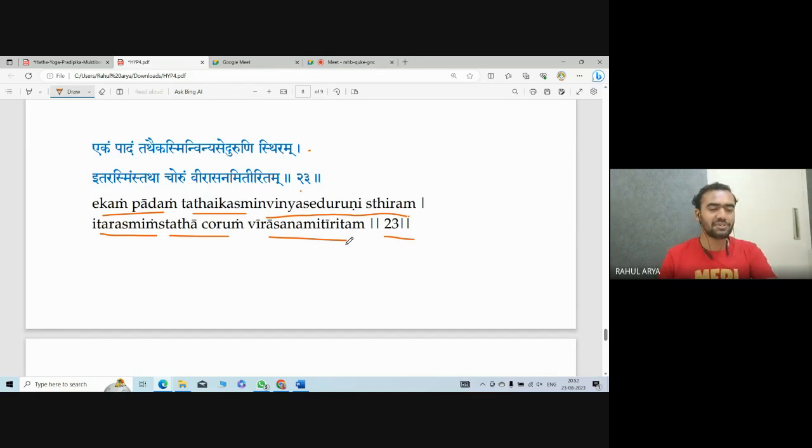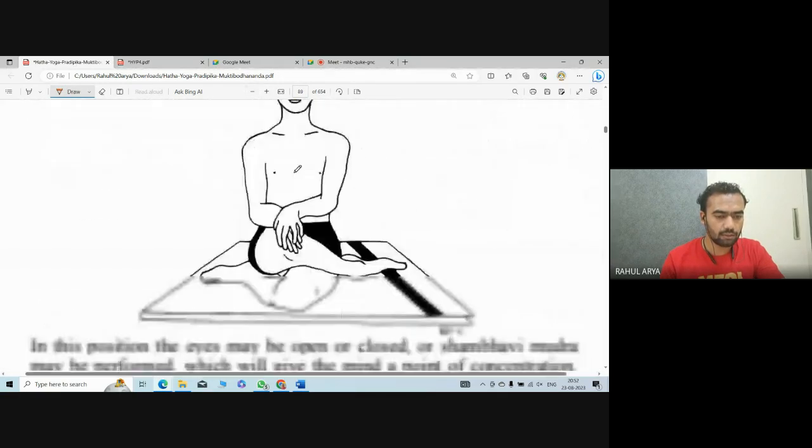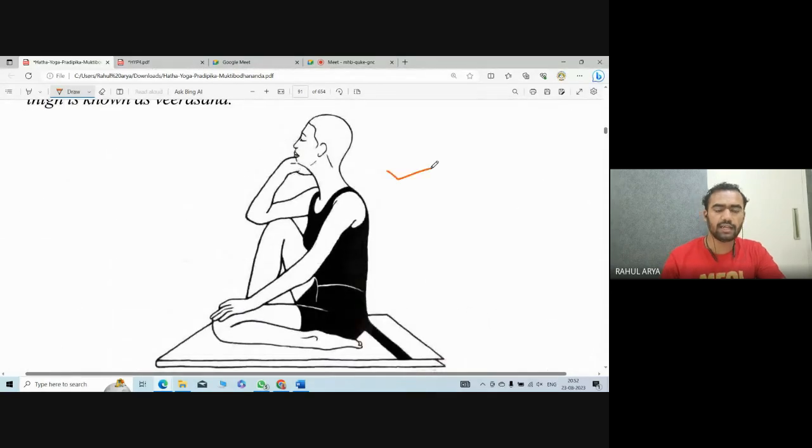Yes, very good shloka. And the Kaivalyadhama book and the Bihar School book both are counter in the case of this asana. So I will explain both definitions, because the shloka is complex coding words, and if we explain, both are right. According to Bihar School of Yoga, it is Veerasana. It is Veerasana according to Bihar School of Munger.